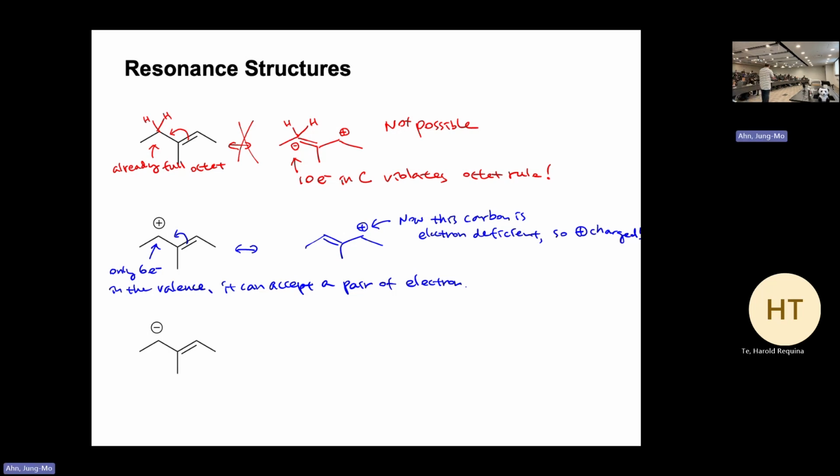So carbon normally has 4 bonds. This only has 3 bonds, so this double bond can move over there. But if the double bond moves from here to there, then we're going to make this carbon have more than 8 electrons. If you count the electrons on this carbon, it's already 8, the octet is filled. So you cannot accept any more.